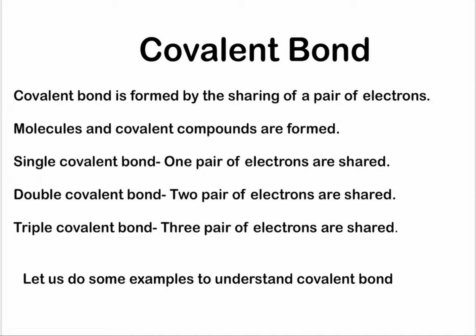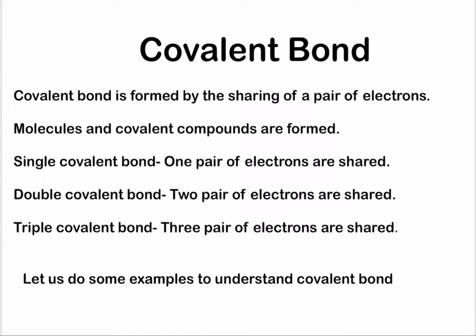Today, we are going to study about covalent bond. Covalent bond is formed by the sharing of a pair of electrons. Molecules and covalent compounds are formed by covalent bonding. Covalent bonds are of three types: single covalent bond, where one pair of electrons is shared; double covalent bond, where two pairs of electrons are shared; and triple covalent bond, where three pairs of electrons are shared.